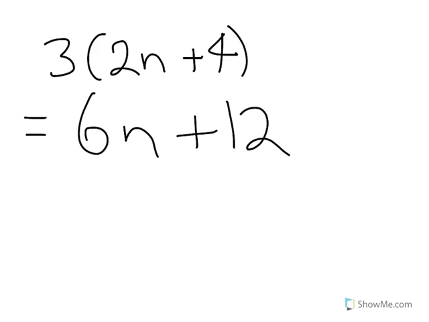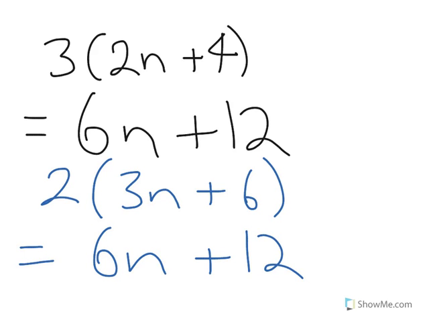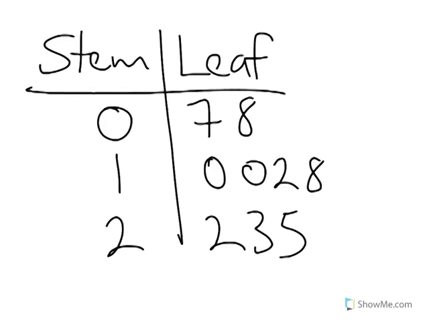Let's just check if C is equivalent. We have 2 times 3n plus 6. Same process. We're going to do 2 times 3n and then 2 times plus 6. 2 times 3n is 6n. 2 times plus 6 is 12. And you can see that they are indeed the same. So the answer is C.